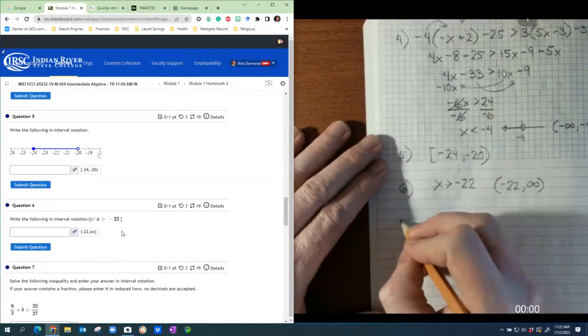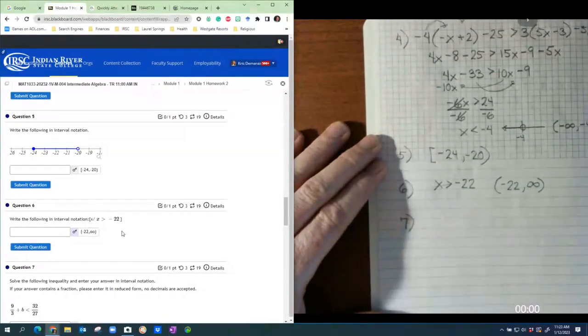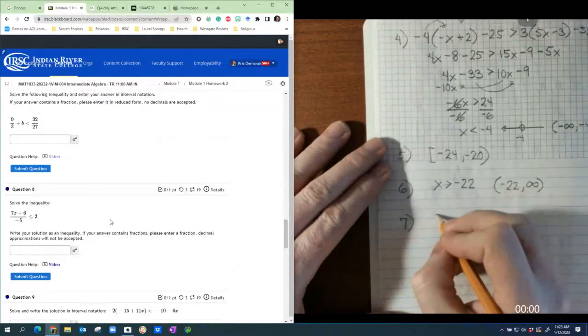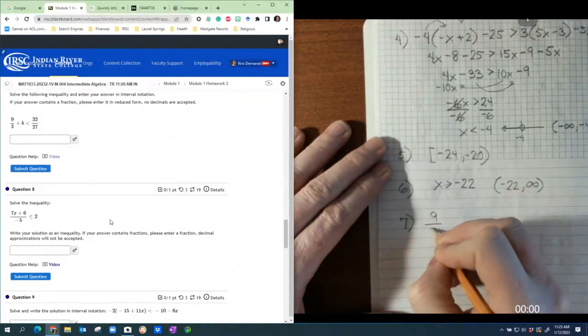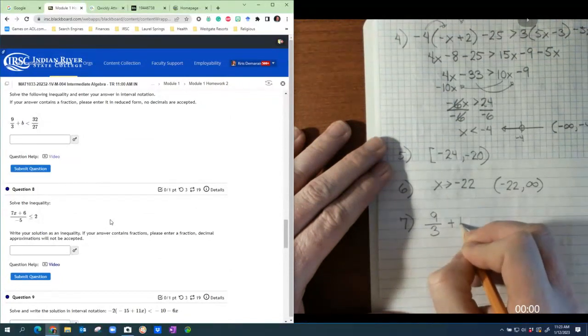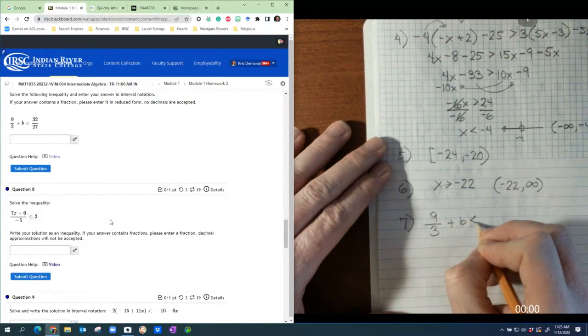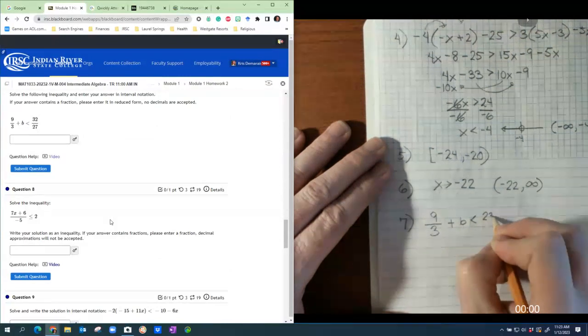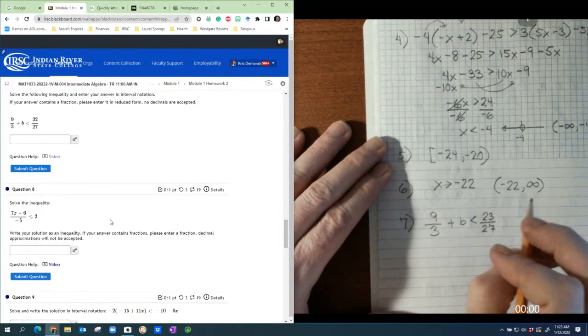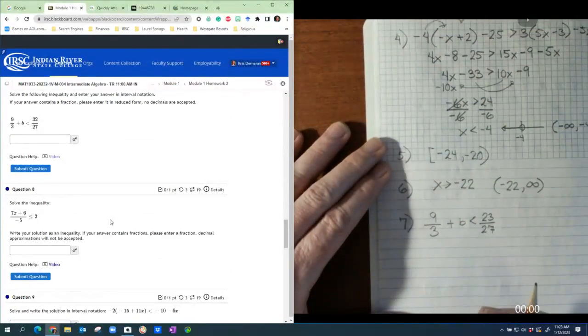All right, now number 7. Number 7 has fractions in it, and a lot of students do not like fractions. They're very afraid of fractions, it seems. My best advice is to kill fractions, as we did in lesson 1.